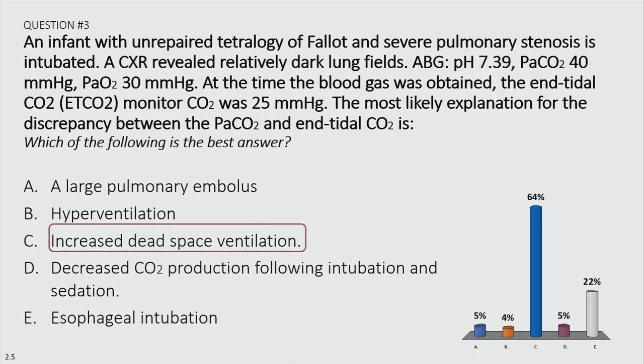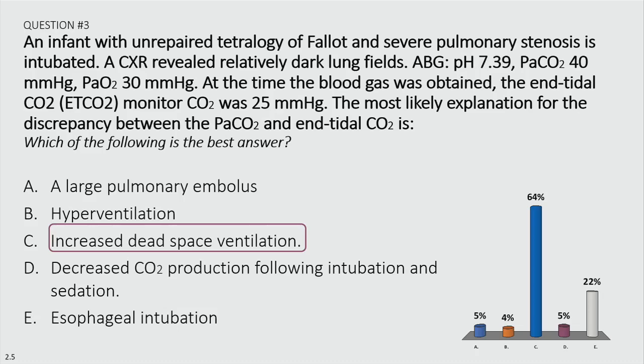So if you had a large pulmonary embolus, both your PaCO2 and your end-tidal CO2 would be elevated. If you were hyperventilating, both your PaCO2 and your end-tidal CO2 would be low. If you had decreased CO2 production, that wouldn't explain the delta between the two. And if you had esophageal intubation, your arterial blood gas CO2 would be quite high, and your end-tidal CO2 would presumably read 0. And then the question is, why do you have increased dead space ventilation?